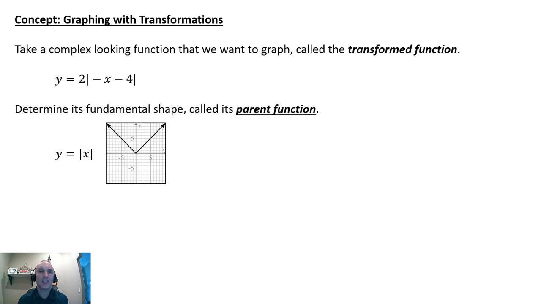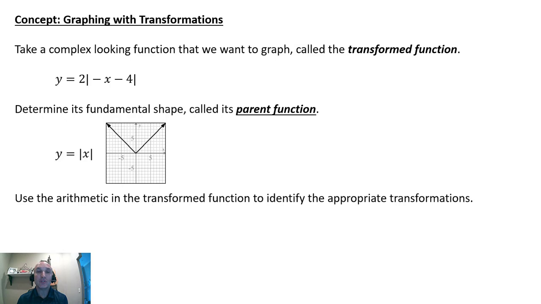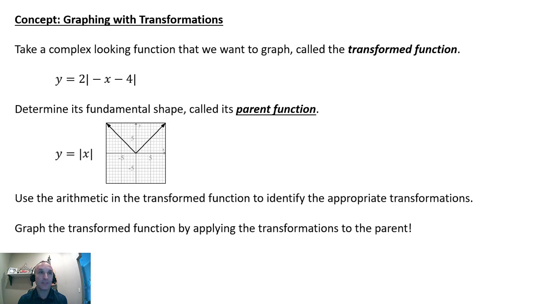Now you don't have to understand really any of this. I'm just motivating the concepts. If you're not familiar with the absolute value function, that's okay. Then we use the arithmetic that we see in the transformed function above to start understanding what all the arithmetic operations do to the graph. And we graph the transformed function by applying those transformations.